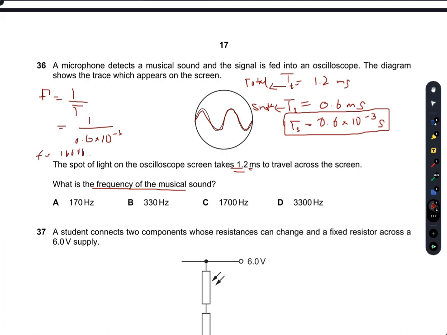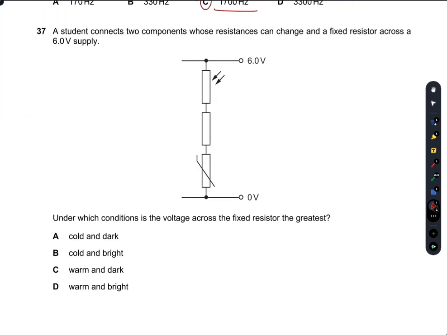1666, and then there are many sixes. So that is approximately 1700 hertz. So C is the right answer.